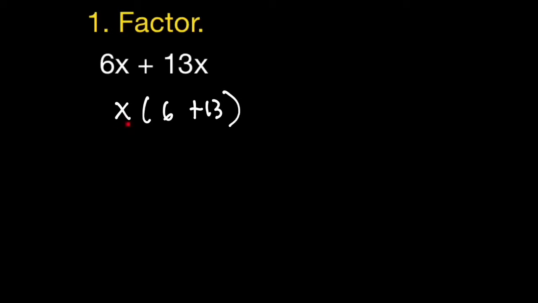Note that if we were to distribute back everything that was factored, we should end up back at our original statement. Here, distributing the x, I would have to multiply it to both the 6 and the positive 13. X times 6 gives me the 6x, and then x times the positive 13 gives me positive 13x, and we have the original statement again.